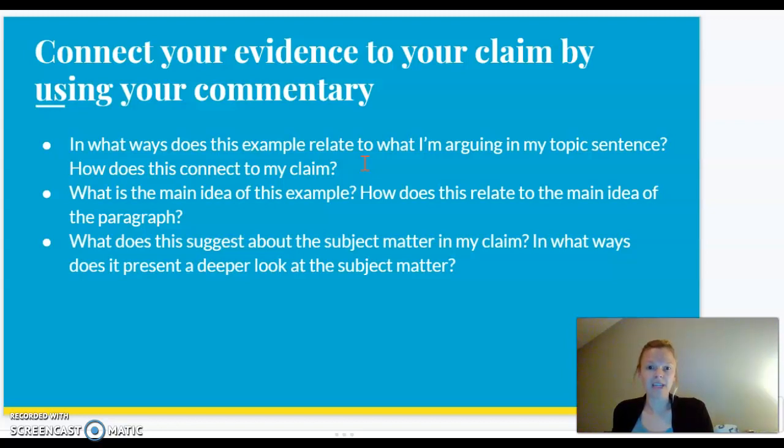How does my evidence connect to my topic sentence and to the big claim I made in my first paragraph? In what ways does this example relate to what I'm arguing in my topic sentence? How does it connect to my claim? What is the main idea of this example? How does this relate to the main idea of the paragraph? And what does this suggest about the subject matter in my claim? In what ways does it present a deeper look at the subject matter? So once again, just having that cohesive connection, always going back to your claim, you would do that through your commentary as well.